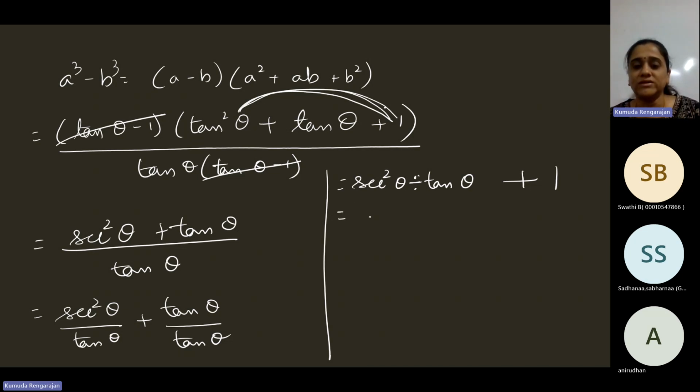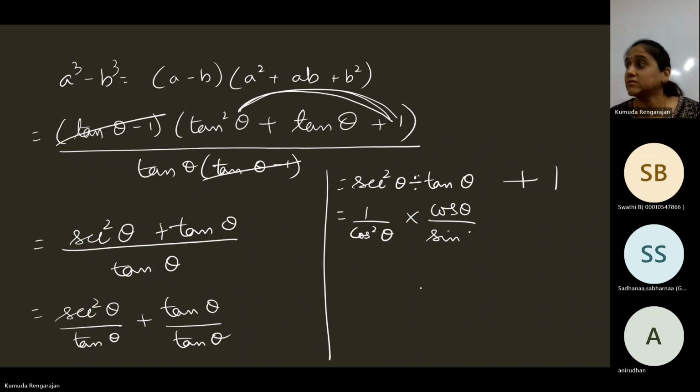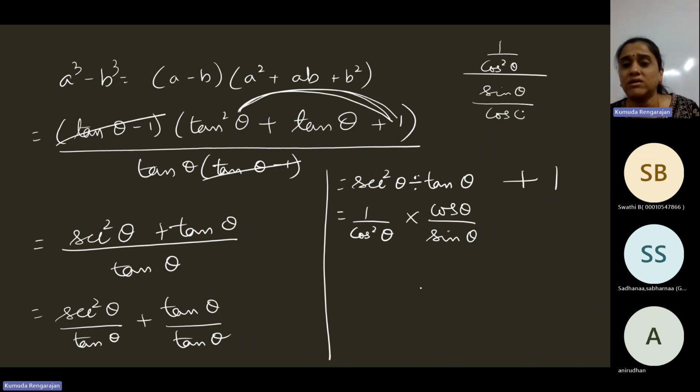Okay. Now what is secant square theta? 1 by cos square theta. Secant theta is 1 by cos theta. Secant square theta is 1 by cos square theta, divided by sin theta by cos theta. So it will be into cos theta by sin theta. It's easy to write like this. You have to write as 1 by cos square theta divided by sin theta by cos theta. Now you might go wrong, like which one to take to the numerator and denominator. If you write it like this, you cannot go wrong.